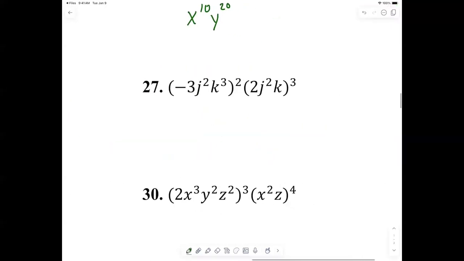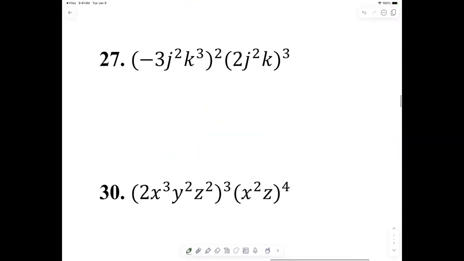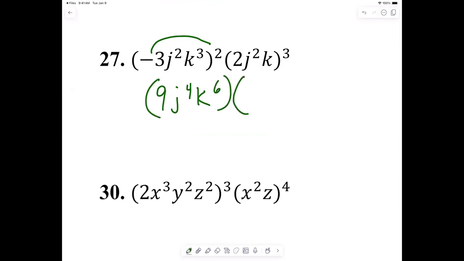All right, let's knock out 27, Palmer. What's negative 3 squared? 9. J to the what? K to the what? All right, now the other side is going to be what?